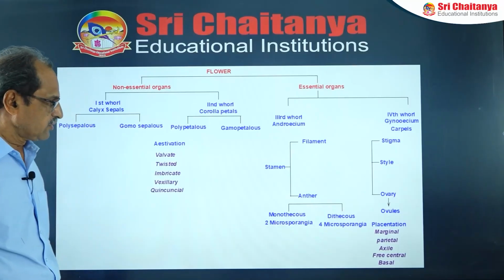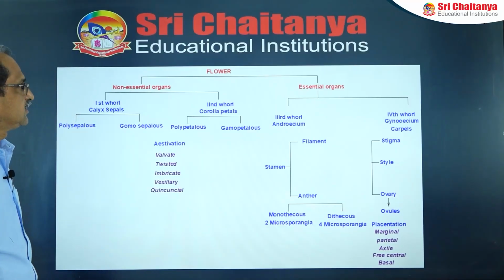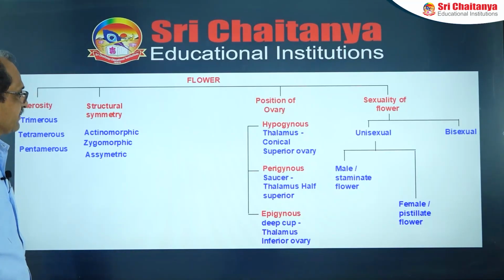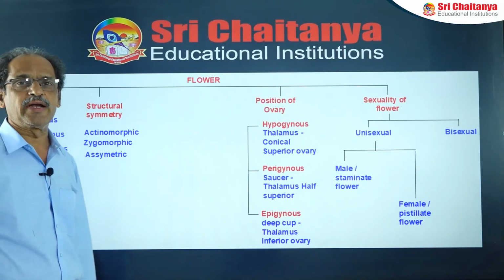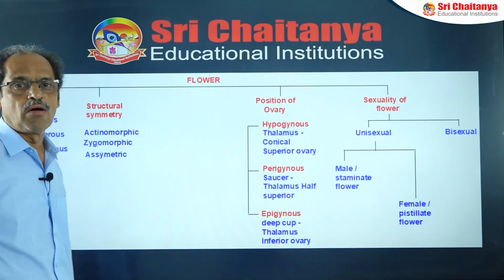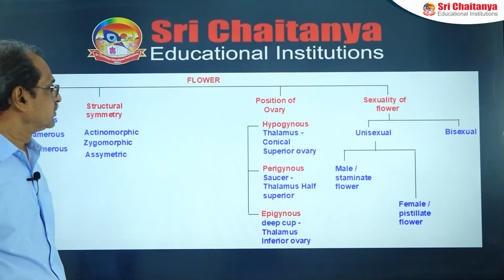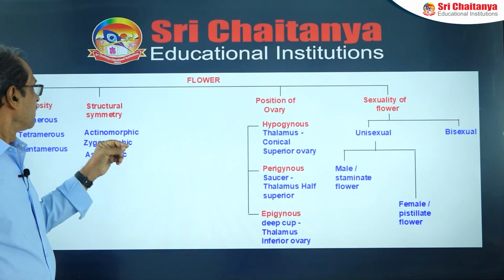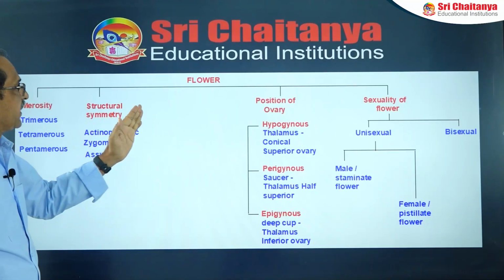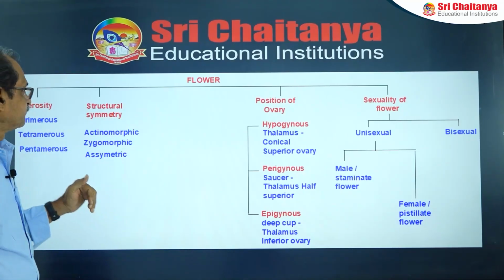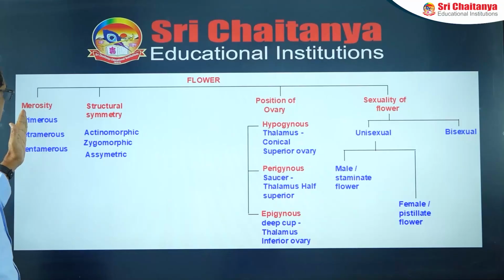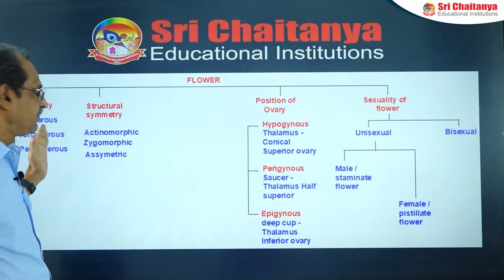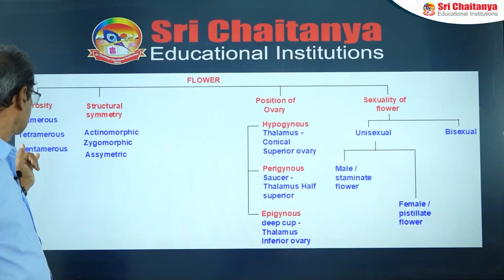Before going to the discussion about this chapter, morphology, I am going to explain the flower. A flower is the reproductive structure, an organ, a modified shoot which is borne on the sporophyte. You can identify the flower under different headings. First one is merosity. What type of merosity will be there? Three types: trimerous, tetramerous and pentamerous.